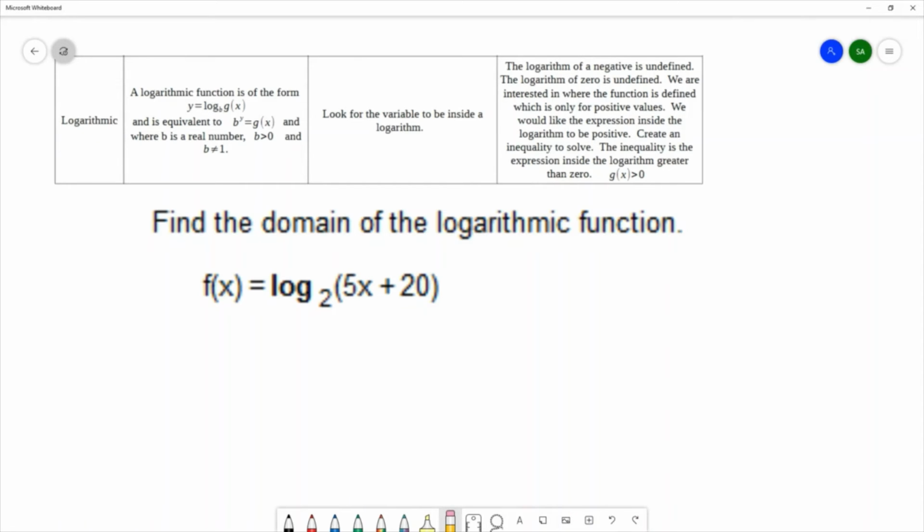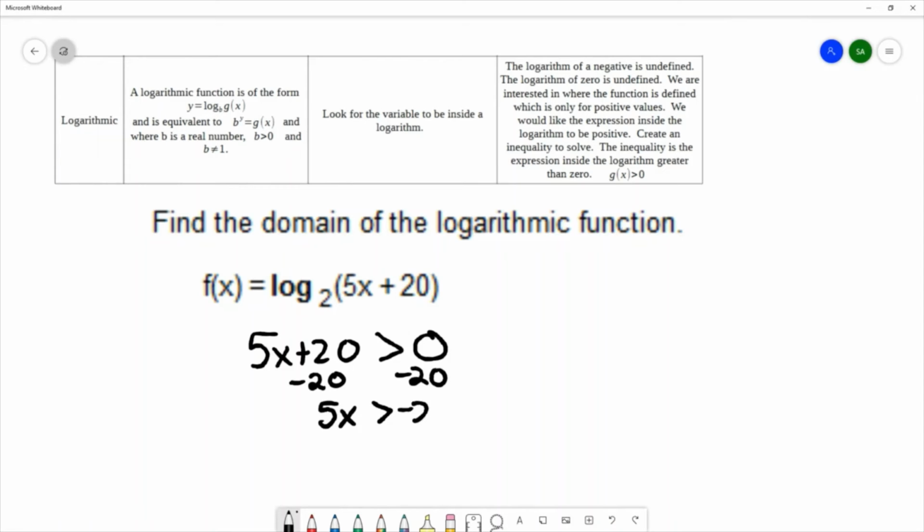So to find the domain, we're going to take the expression 5x plus 20, that's the expression inside the log, and we're going to create the inequality greater than 0. 5x plus 20 is greater than 0. We'll solve by subtracting 20 on both sides. That gives 5x is greater than negative 20. Divide by 5 on both sides, and that gives x is greater than negative 4. This solution is the domain of our logarithmic function.